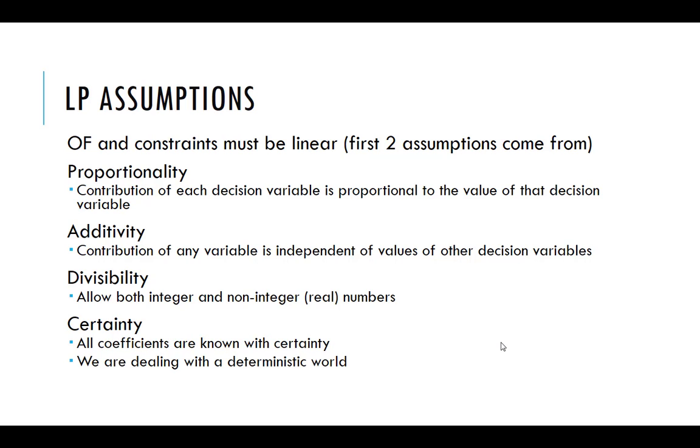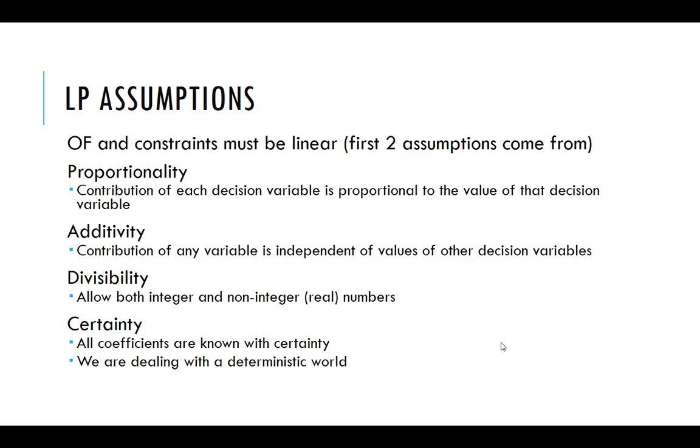Then we have additivity. That's the contribution of any variable is independent of the values of other decision variables. This is in the case of selling more than one product. Now I'm selling rocks and sticks. Rocks are $1. Sticks are harder to come by, so they're $2. If I sell one of each, I can add up the $1 and the $2 for a total of $3. It means we can put plus signs and minus signs in between the different variables.